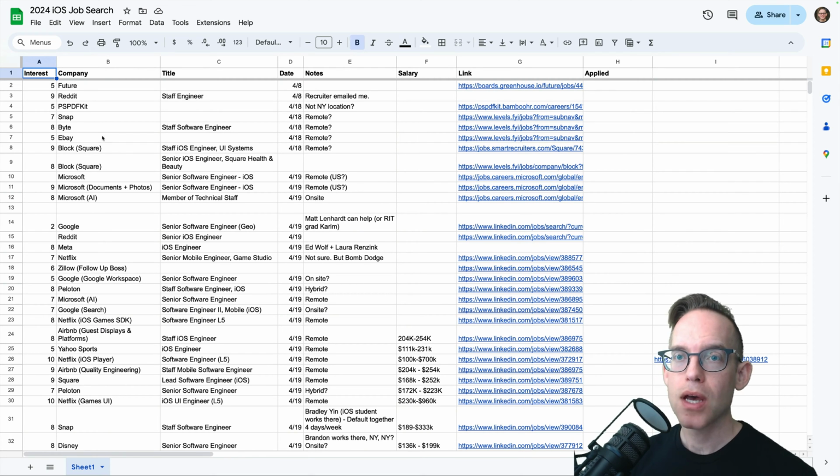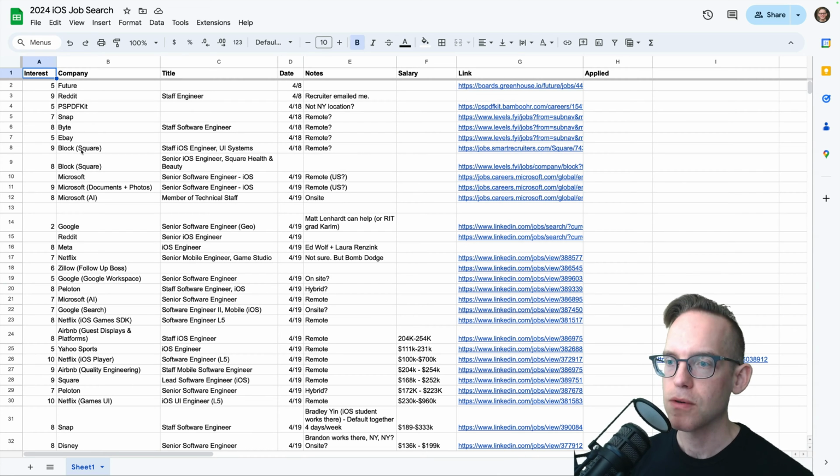But these are the companies that I'm currently targeting. I found a ton on LinkedIn and some on levels.fyi, and I just started pasting them here. It was a little bit tedious reading through the job descriptions, trying to see what the income is. I captured some of that, but I didn't capture it for all of them.